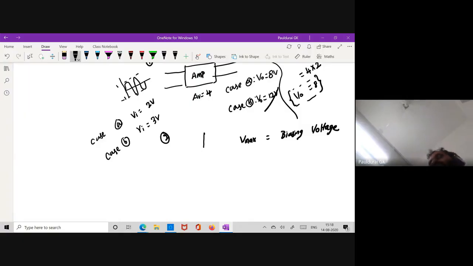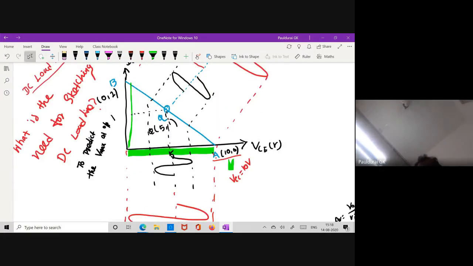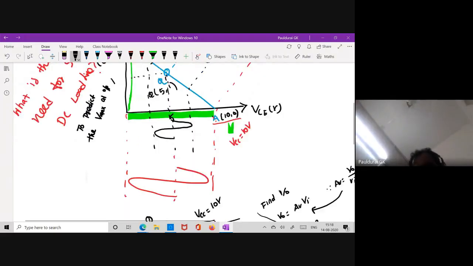Just to understand, if we give 15 volt in this DC load line, will you expect 15 volt? No, because the biasing voltage is 10 volt, I assumed. Then how can I expect a 15? It's not possible. From this DC load line, it's easy to predict the maximum output voltage. According to this DC load line, the maximum is 10. So the maximum output voltage is only 10, not 12.